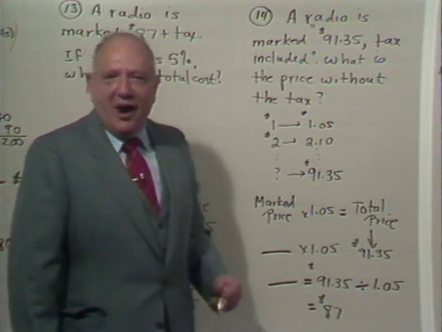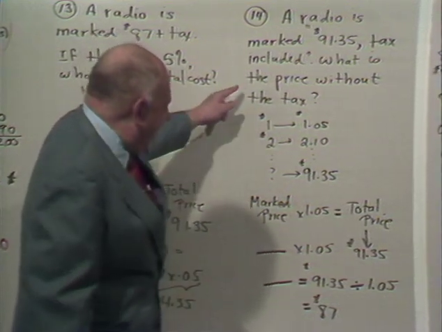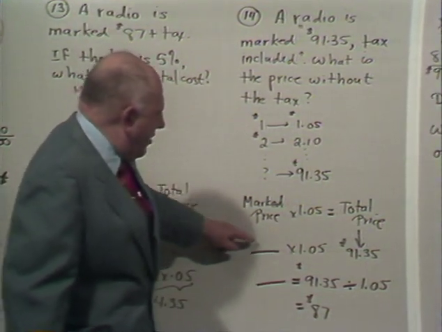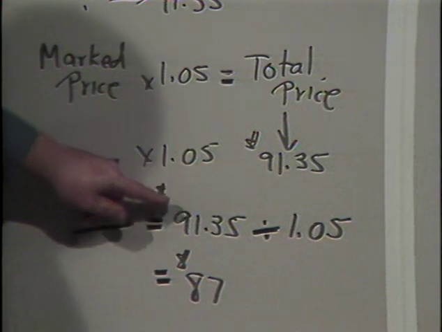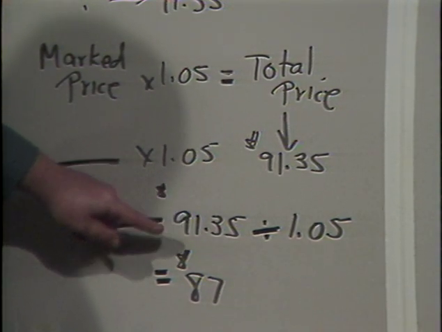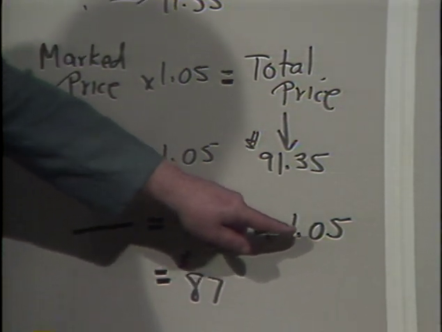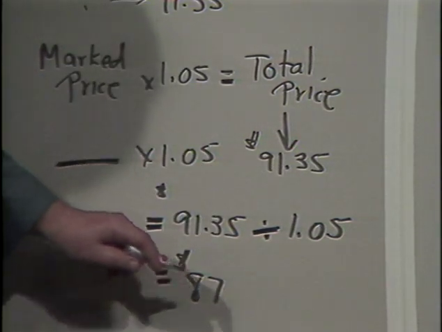Stick with me. You'll be wearing rocks the size of diamonds. Let's go ahead and take a look now at what's happening over here. You see, this looks like a multiplication problem. It's a division problem. And the answer when you divide 91.35 by 1.05 is $87.